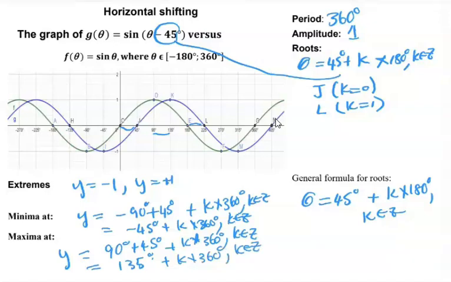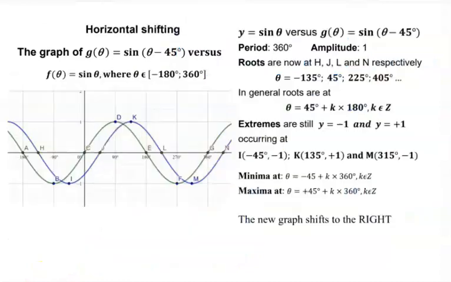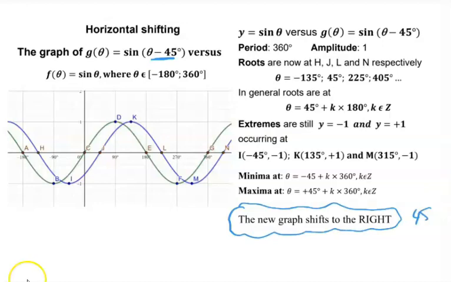So on the next page is just a summary of what we said here, and you can read through the page so that you are certain of what's happening when we say minus 45 there. Remember what happened in the table, and then what's very important is that you know that the graph shifts to the right with 45 degrees. Good, and that is horizontal shifting.